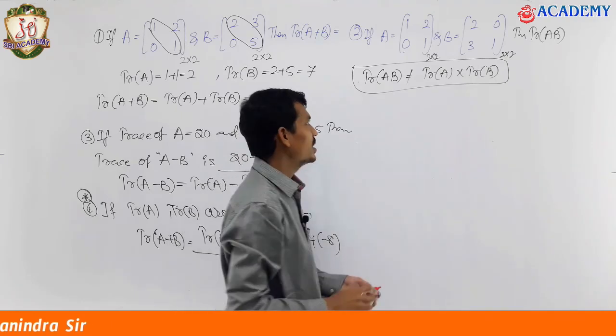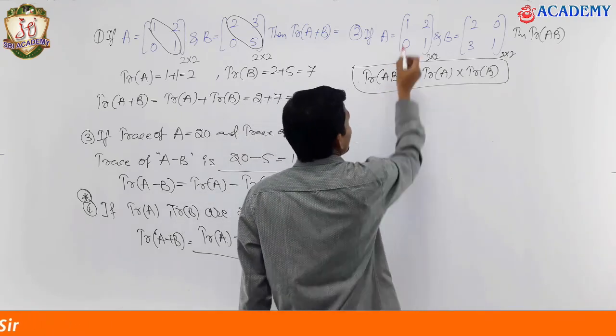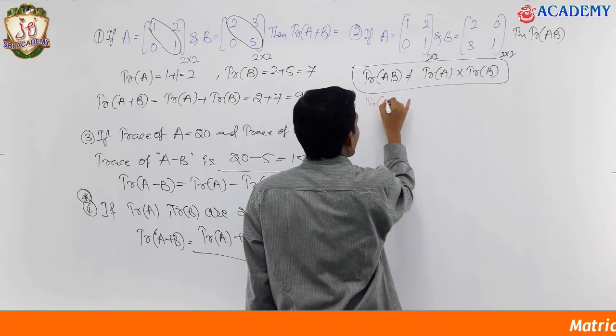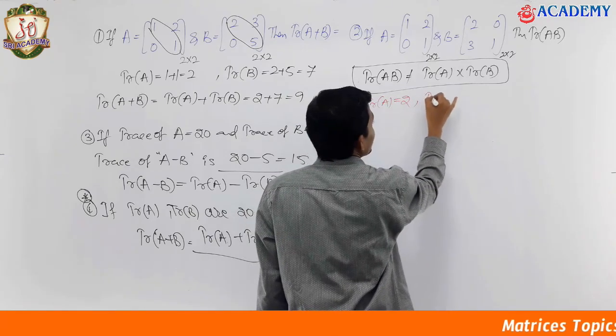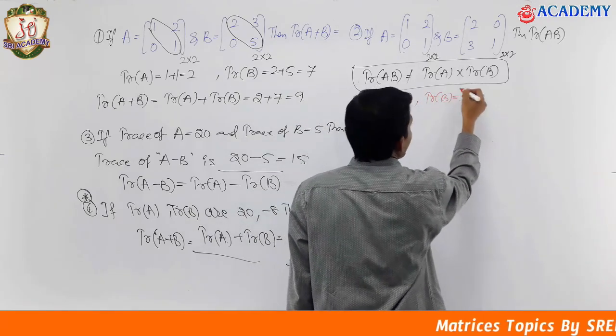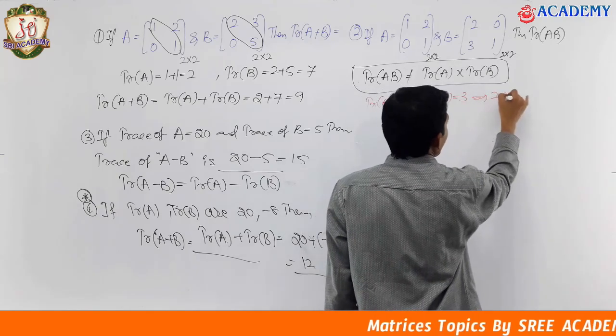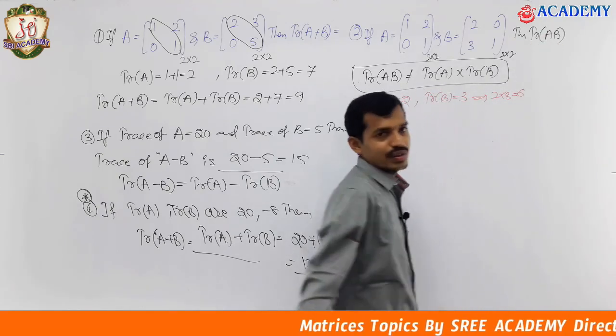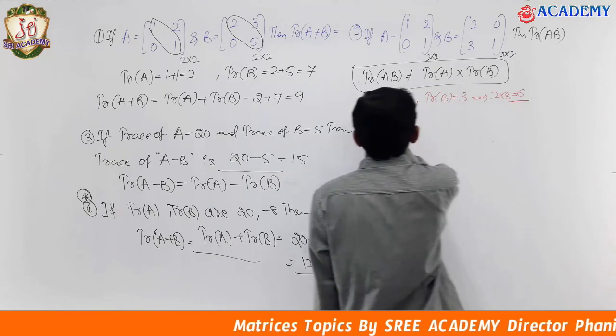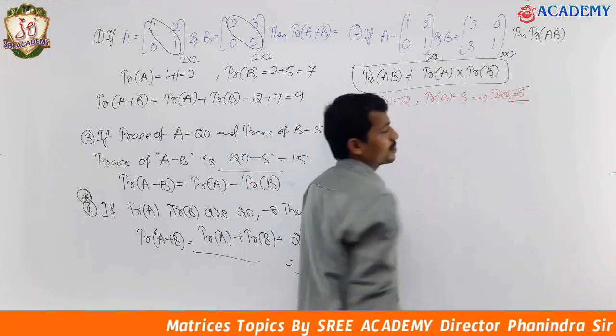You will check: trace of A equals what? 2. Trace of A equals 2. Trace of B equals 3. Indirectly from here, 2 into 3, 6. The first option you are going to get is 6, but that is not going to be your answer.